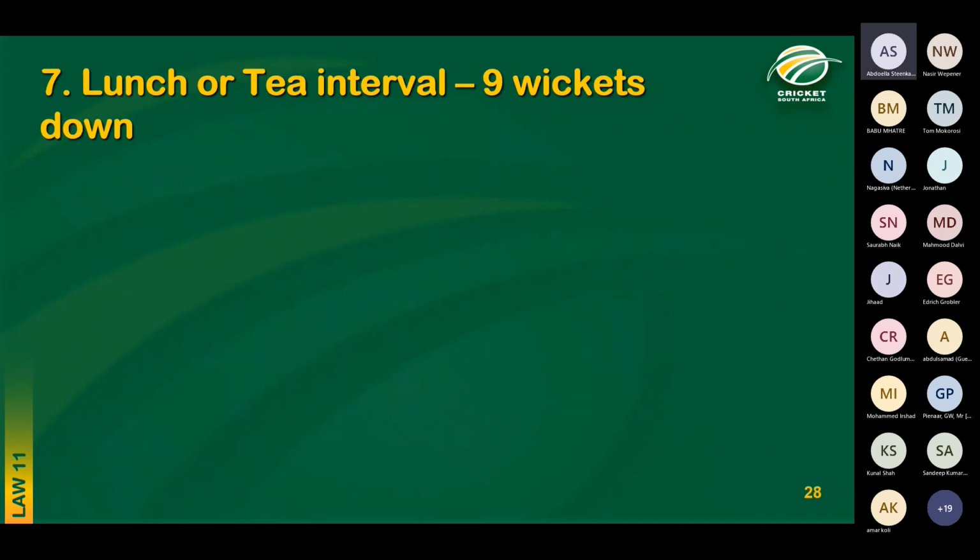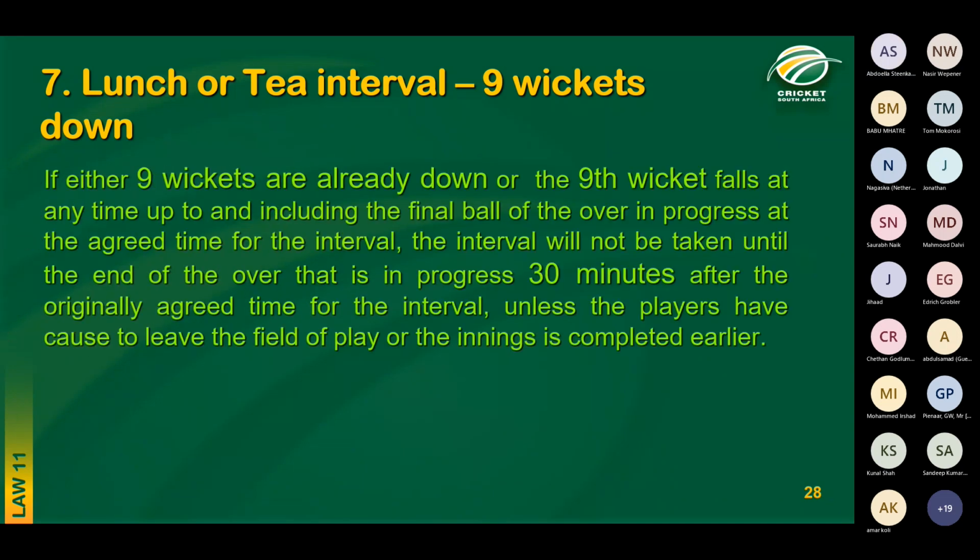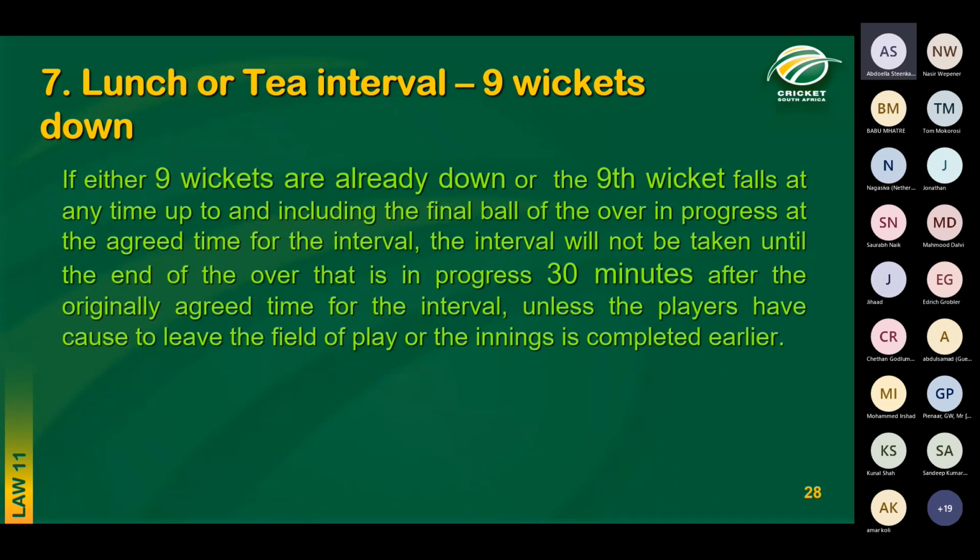What happens if a side is 9 wickets down at the lunch or the tea interval? So, just to save a bit of time, the law allows us that if a side is 9 down, and it can be whether it's lunch or the tea interval, the law allows us to play for a further 30 minutes unless the side gets bowled out.